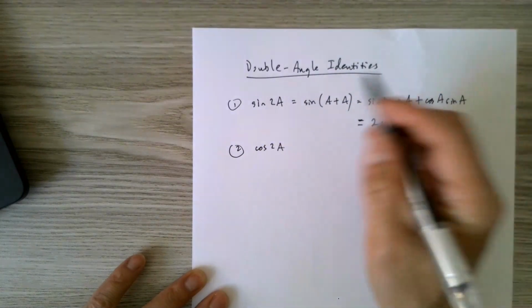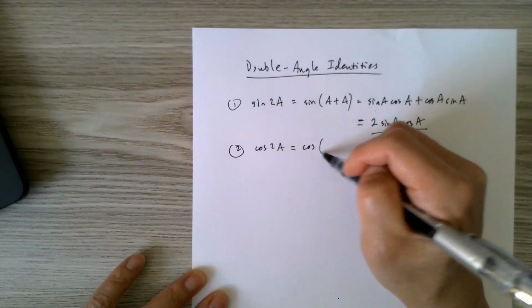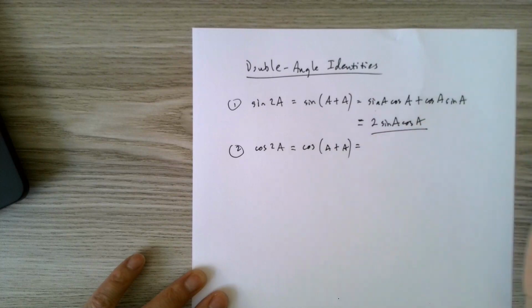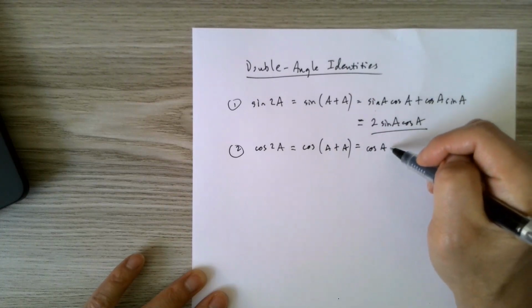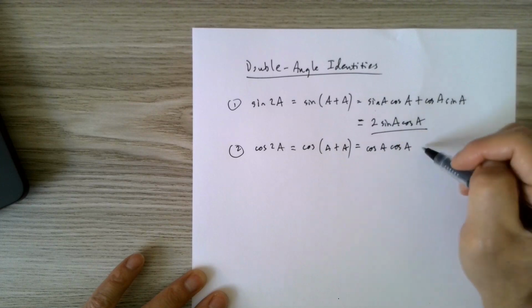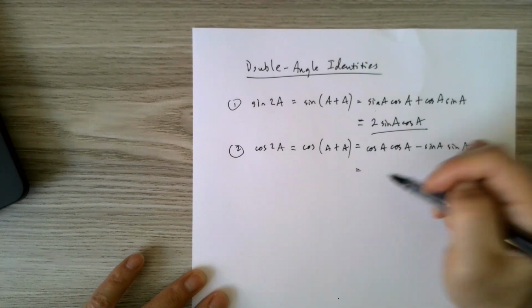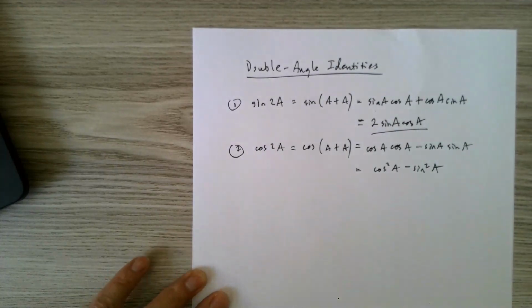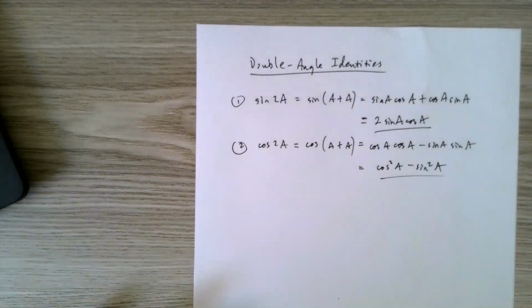Now cosine of 2a starts out the same way. Now I use one of the identities from before. Cosine of a cosine of a minus sine of a sine of a. And that's cosine squared of a minus sine squared of a. Looks like one of the Pythagorean ones, but it's not. So that's the second one.